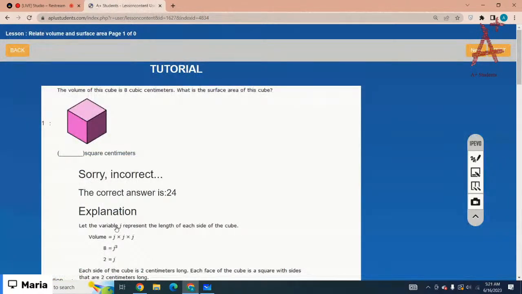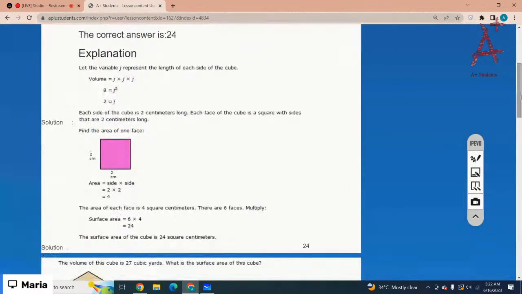Okay, the volume of the cube is 8 cubic centimeter. What is the surface area of the cube? So you are given the volume. Got it? The volume means side times side times side. That means it would be side cube equals 8. That means the length of one side is 2 centimeter. Now you can calculate the surface area.